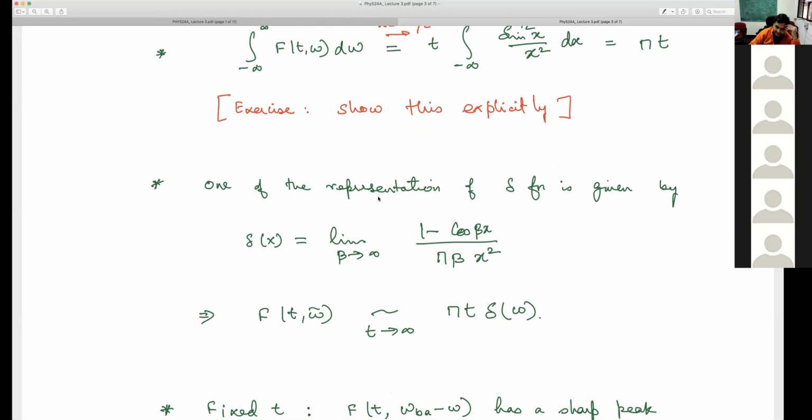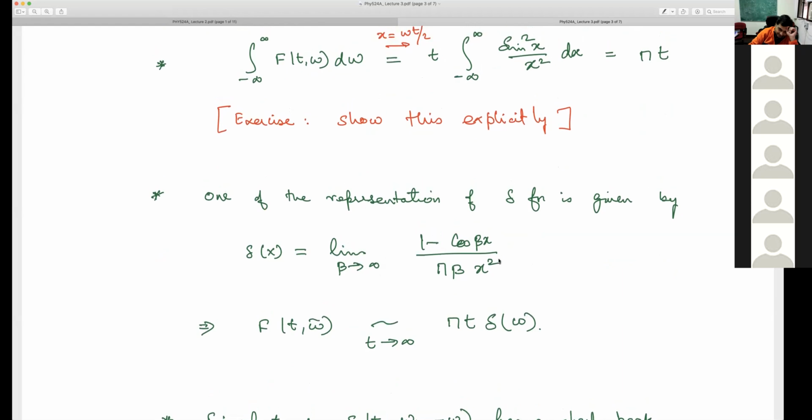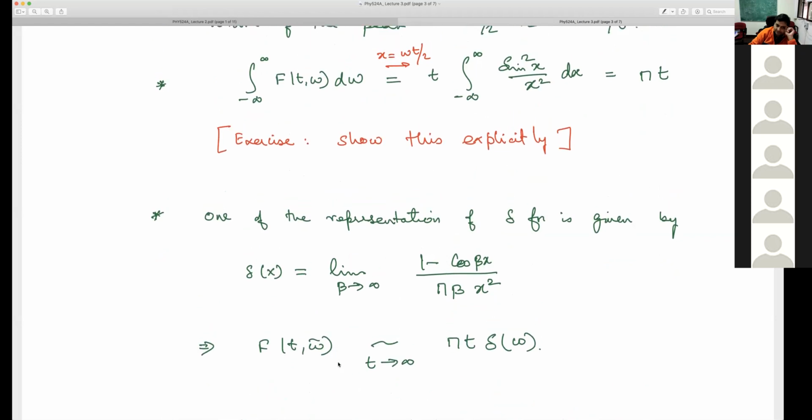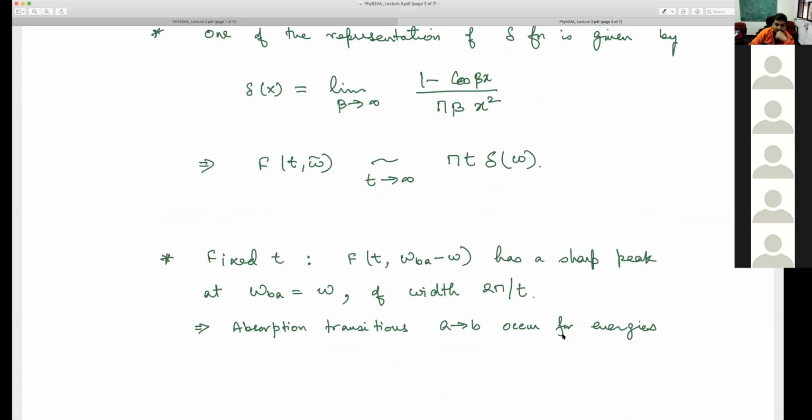Then f can also be related to one of the representations of the delta function, which is explicitly given by this relation. So delta function of x is the limit beta going to 0 of (1 minus cos beta x) divided by pi beta x square. Using this, you can show that f_t of omega tilde, in the large t limit, will be of this form: pi t times delta of omega tilde. Slight typo, so a lot of typos today. So f_t equals pi t delta of omega tilde.